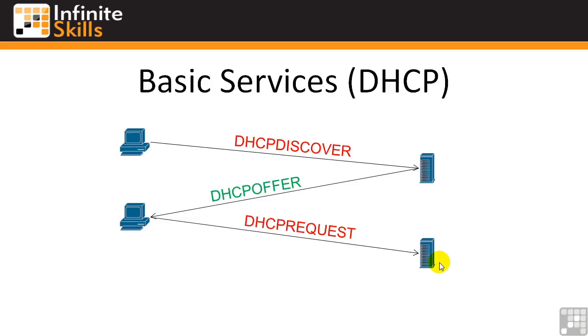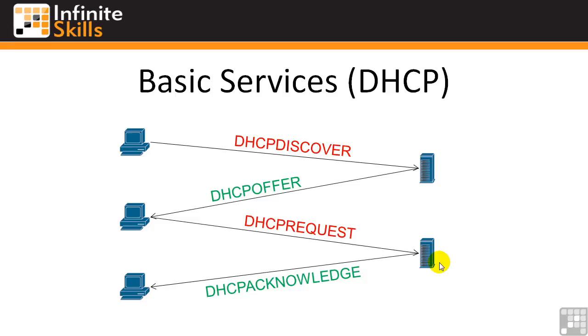If it's not ever been on this network before, or if its configuration has been cleared, it may say, I don't have an address, just pick one out of your pool and hand it to me. In either case, the DHCP server will reply back with a DHCP acknowledge. And inside this DHCP acknowledge is where the IP address, default gateway, DNS servers, domain names, and any other DHCP options are communicated back to the workstation.